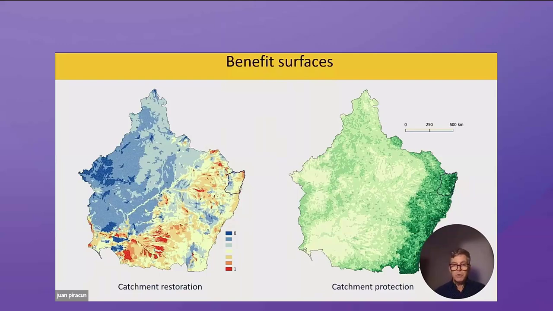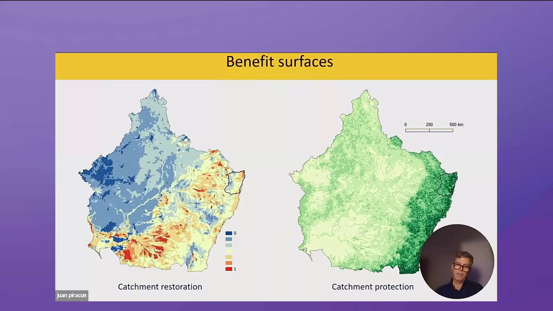So the outputs are benefit surfaces. Here is, for the broad scale model, a catchment restoration benefit surface, and a catchment protection one. The spatial patterns you see here reflect, essentially for the catchment restoration, areas that experience extensive forest tree clearing, areas of irrigation, and coastal areas where high population comes out as being most important.